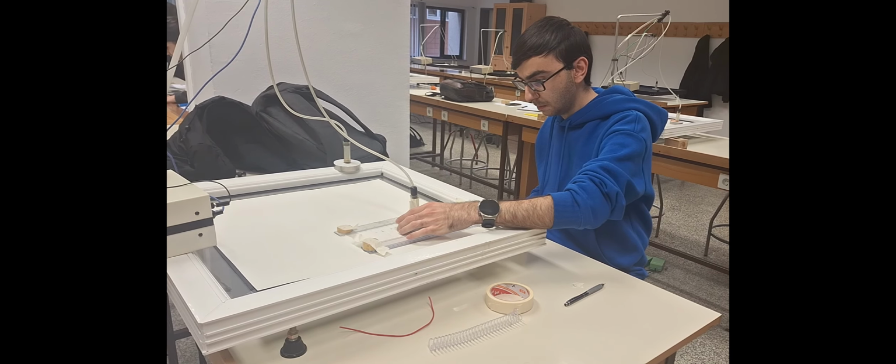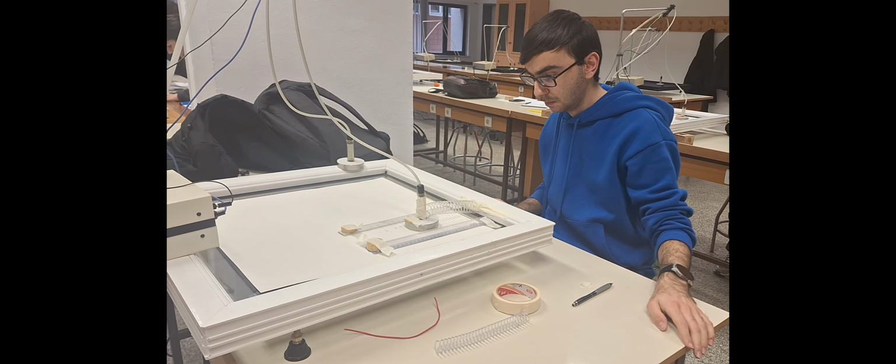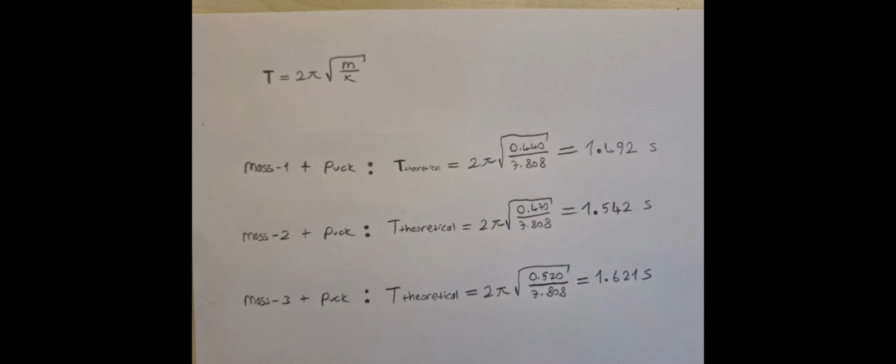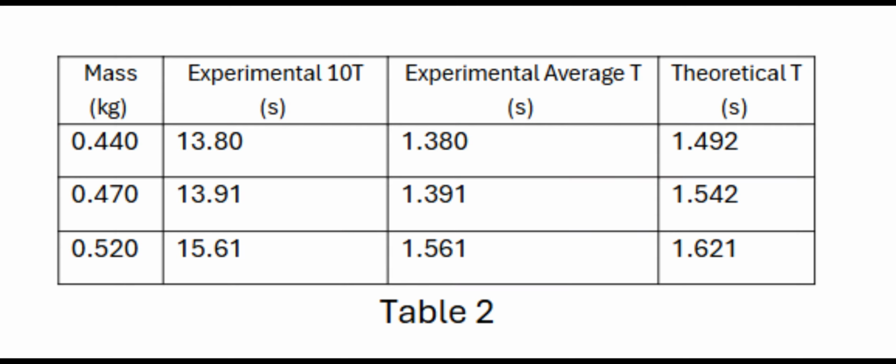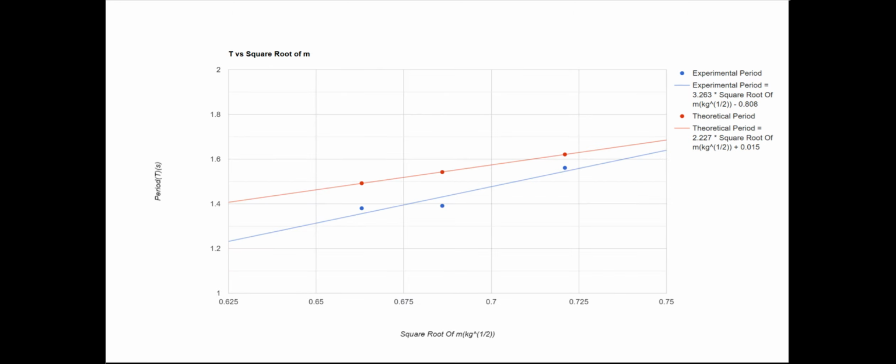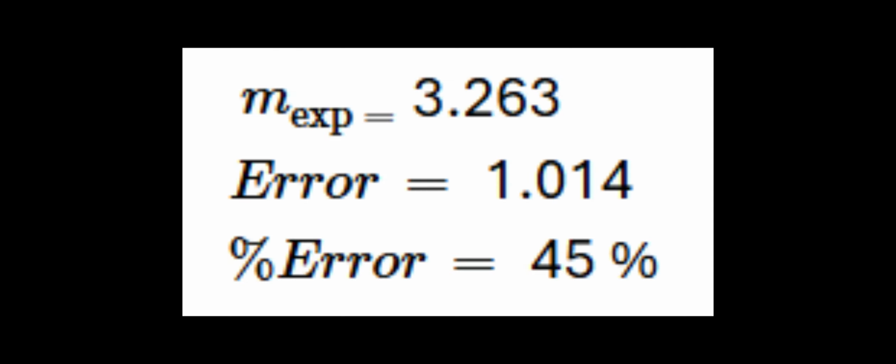I observed 10 complete oscillations and recorded the time passed. I calculated the theoretical period by using the mass and k that I found. I wrote what I found in Table 2. I repeated this process for the other two masses. After that, I derived the graph of T versus square root of mass. From the slope of the lines, I calculated the error and error percentage. I found a 45% error in these measurements.